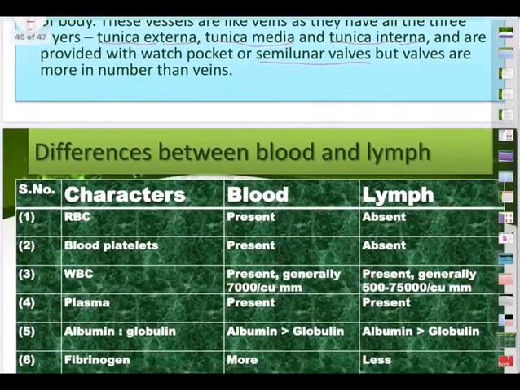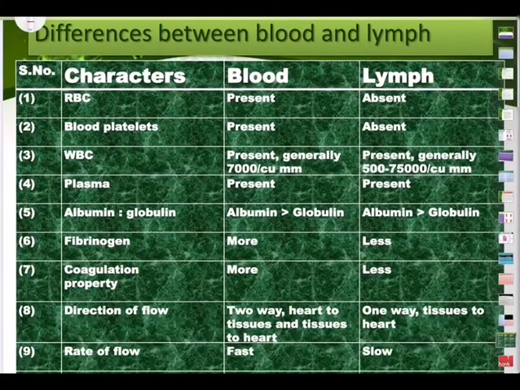And what is the difference between blood and lymph? Just now we said lymph is blood minus RBC. See, RBC in lymph is absent, in blood it is present. And blood platelets are present in blood, absent in lymph. So RBC is absent, blood platelets also absent.